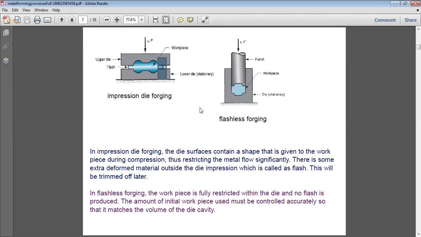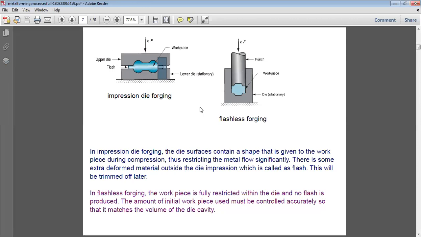The amount of initial workpiece used must be controlled accurately, that is, it matches the volume of the die cavity. So the volume of the initial workpiece that we are taking should be controlled, because we should neither have extra material nor a lesser material. Clear? So the material to be used for flashless forging should be calculated beforehand, so that an adequate amount of material is used.